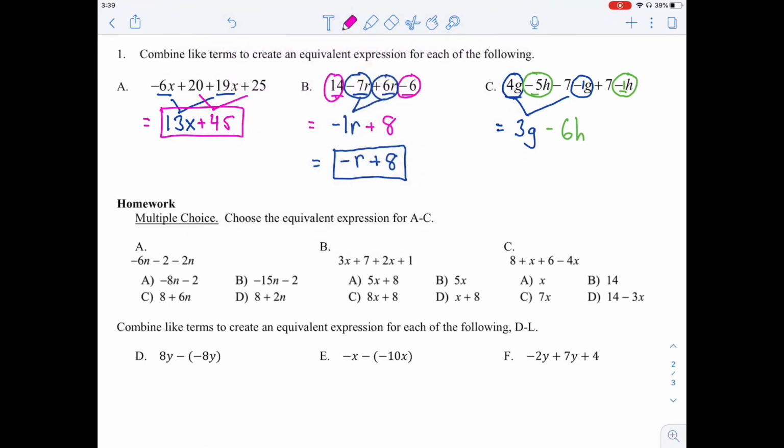Then we go to our constants. Negative 7 and positive 7. Negative 7 plus 7 is 0, so it cancels each other out. We don't really have to write that, because 0 just disappears. So you get 3G minus 6H. It will be our simplified form.